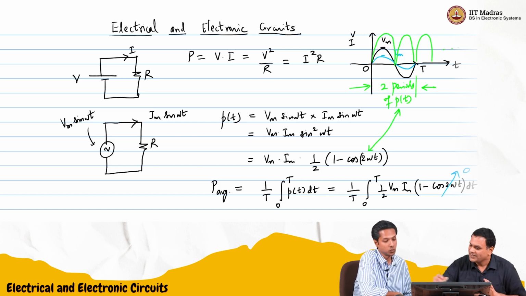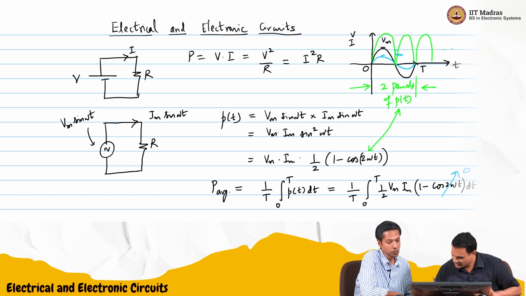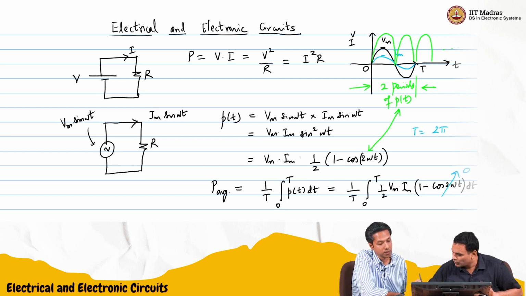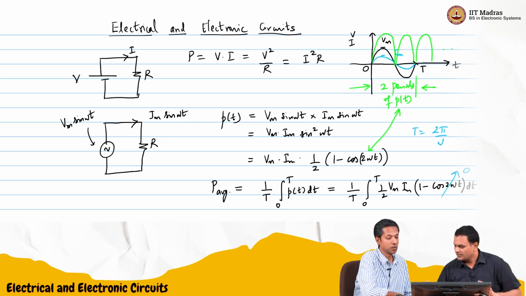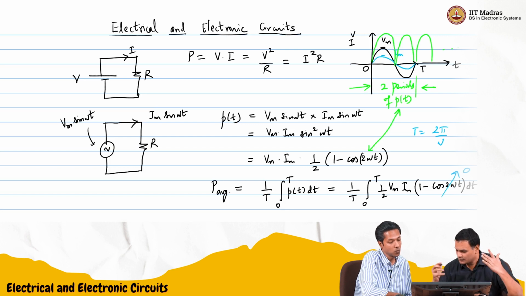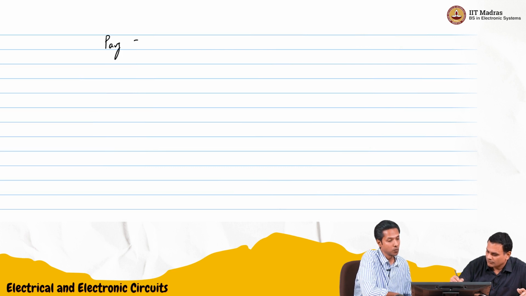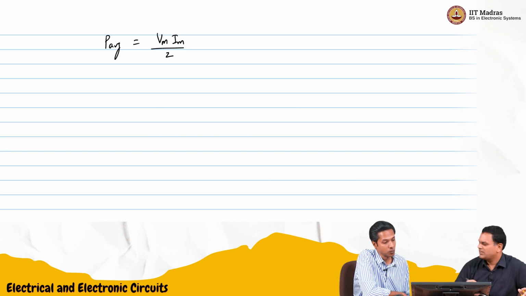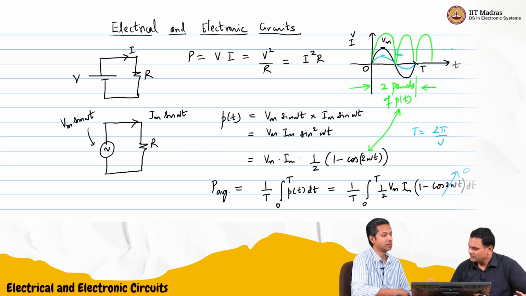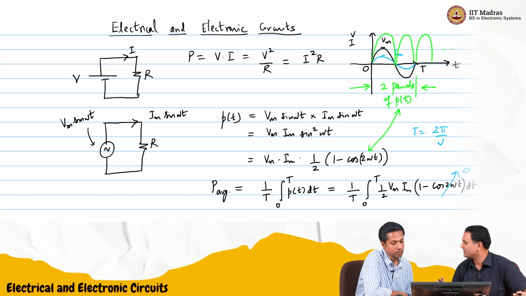Let's also write that down: this time period T is 2 pi over omega. So here you'll have 2 periods of cos 2 omega t, and definitely it will get integrated to 0. Only this portion will remain, and the integral of 1 dt will just give you capital T. So the average power is Vm Im by 2, just half Vm Im.